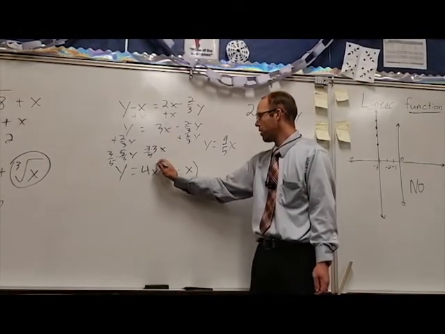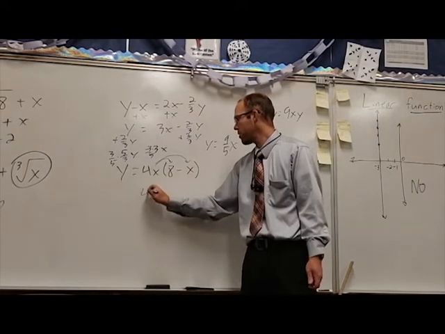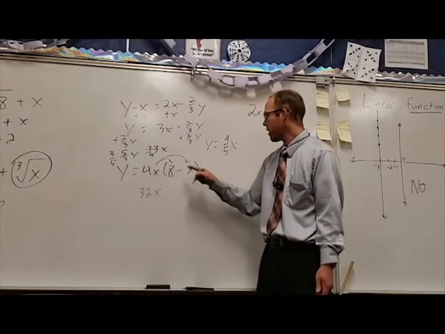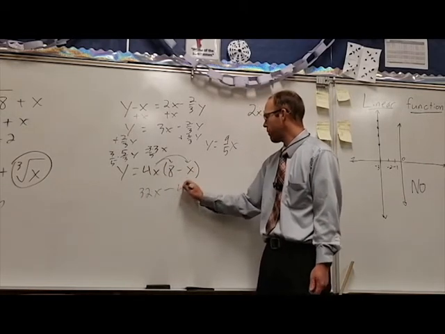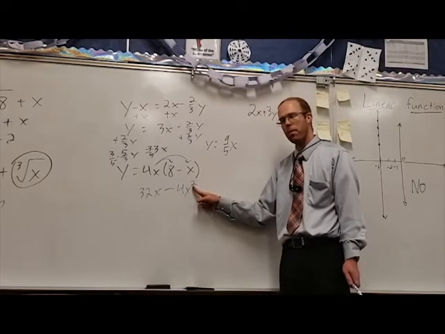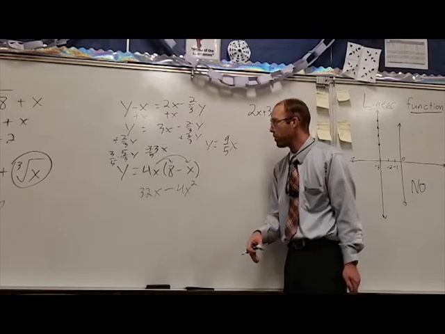This one does not. If we distribute that, we're going to see that 4x times 8 is 32x, which is fine. 4x times negative x gives us negative 4x squared. That squared is what messes us up. So we cannot do this. It's like the one we saw before where we ended up with a squared.